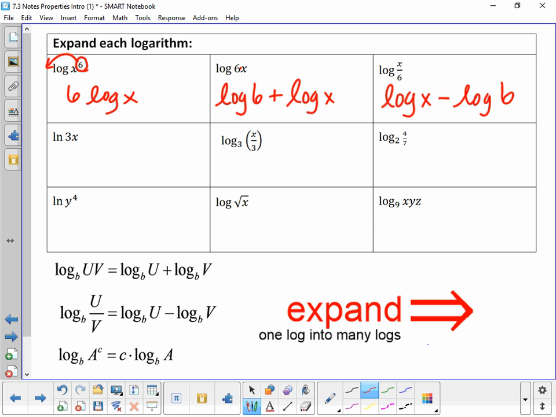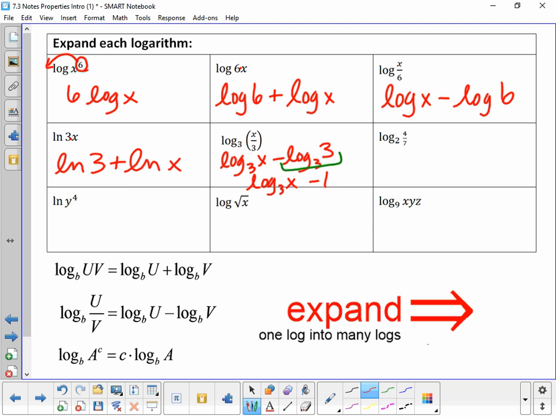So those three all had 6's and x's, so I think it's nice to look and see what the difference between all of those are. The next one, natural log of 3 times x. This is the product rule, so it's the natural log of 3 plus the natural log of x. The log base 3 of x over 3 is going to use the quotient rule. The log base 3 of x, subtract the log base 3 of 3. Hopefully you recognize log base 3 of 3 as being equal to 1. So this is the log base 3 of x, subtract 1.